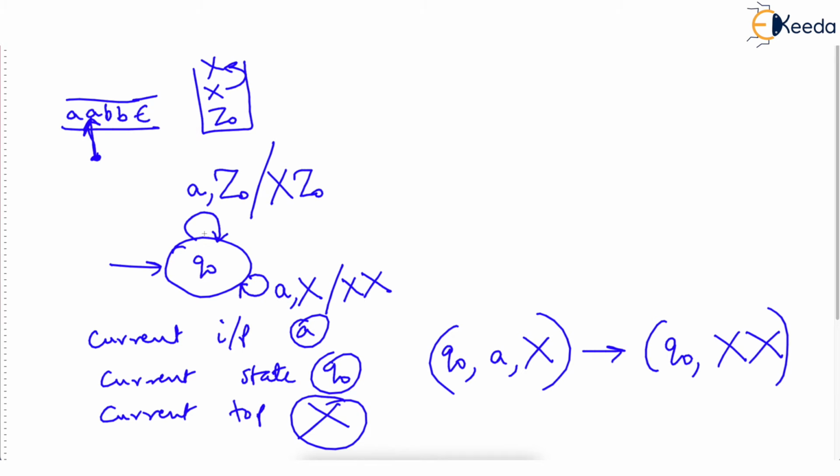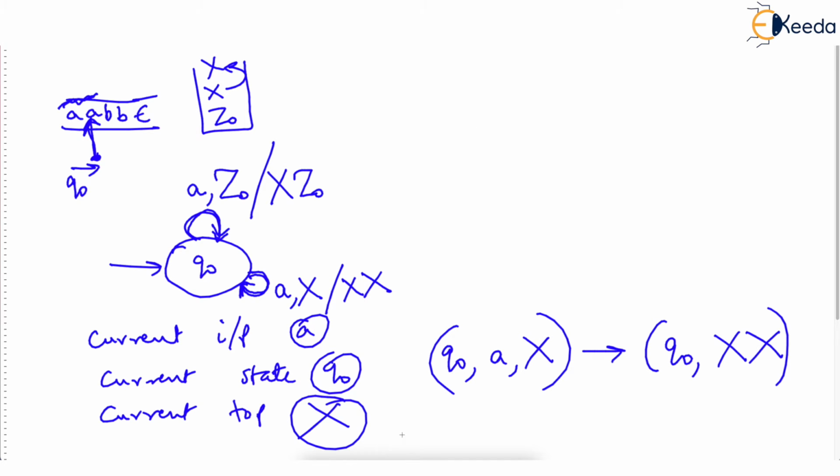Why we are staying in Q0? I think this must be apparent. This you might have understood, because we are giving responsibility to Q0 state to handle all A's. That's a good idea. We are saying Q0, you keep reading A's, and whenever you read A, you be in Q0 itself, but keep pushing X. And note we have got two configurations.